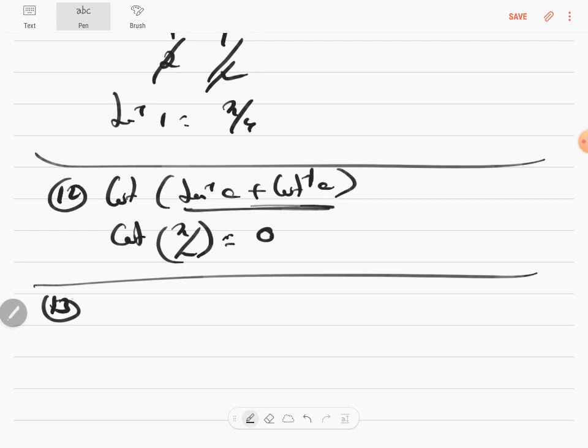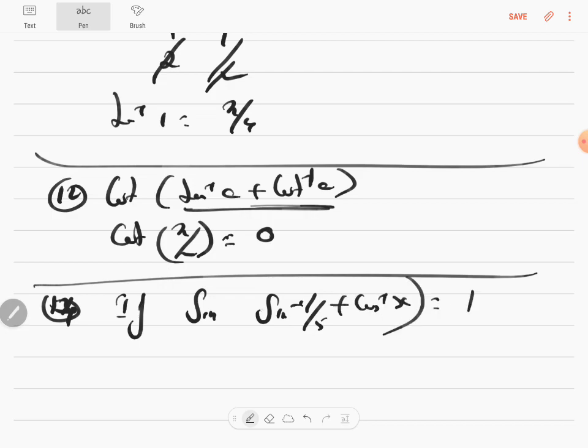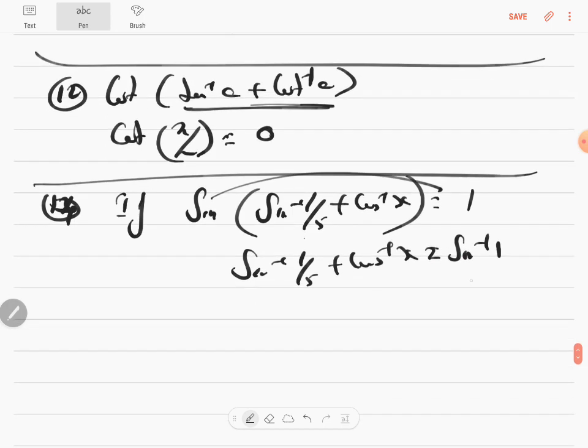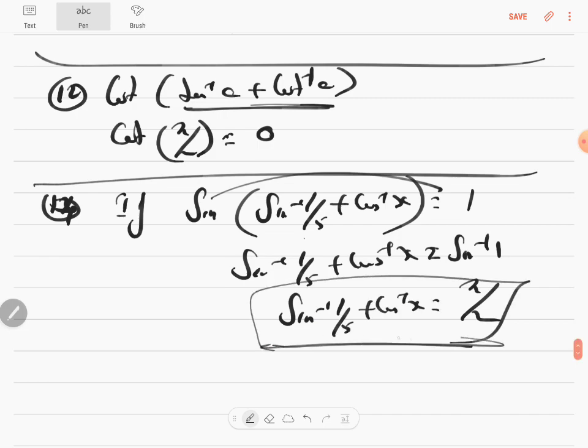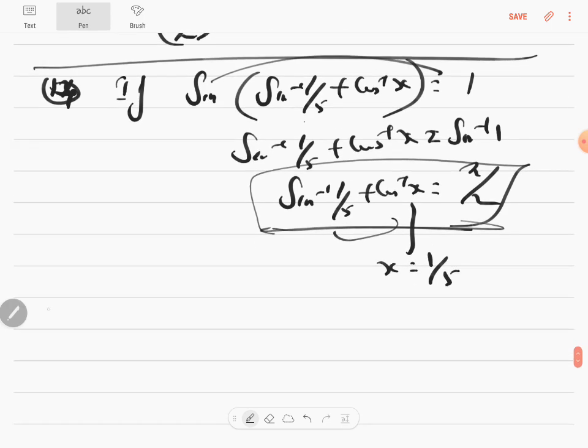You have the 14th question, which is if sine of sine inverse of 1 by 5 plus cos inverse of x is equal to 1, find the value of x. Take the sine to the other side. Sine inverse of 1 by 5 plus cos inverse of x is equal to sine inverse of 1. And sine inverse of 1 itself is pi by 2. A sine inverse of 1 by 5 plus a cos inverse of what will be pi by 2 is the identity. So x has to be 1 by 5. It has to be the same for it to be pi by 2. So that's about this sum.